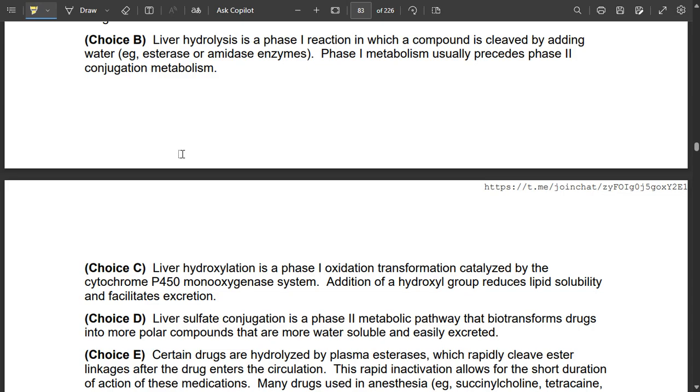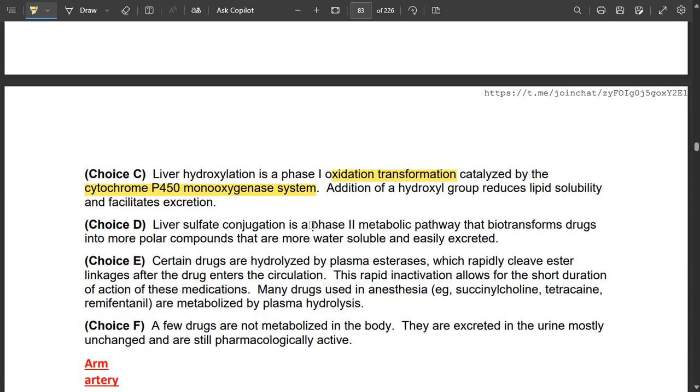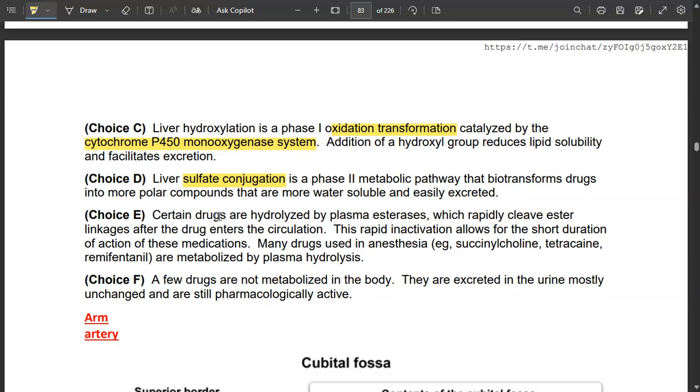Liver hydroxylation is a phase 1 oxidation transformation, catalyzed by the cytochrome P450 monooxygenase system. Cytochrome P450 is the monooxygenase system involved in phase 1 reactions. Oxidation of the substrate occurs, and addition of a hydroxyl group reduces lipid solubility and facilitates excretion. So the liver metabolizes the drugs to make them more water soluble; therefore it adds a hydroxyl group in the phase 1 reaction. Liver sulfate conjugation is a phase 2 reaction. Conjugation is a phase 2 metabolic pathway that biotransforms drugs into more polar compounds and makes them easier to excrete.